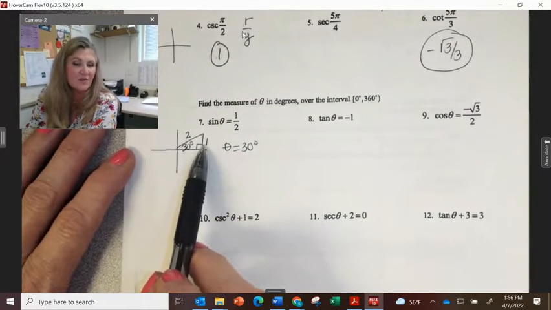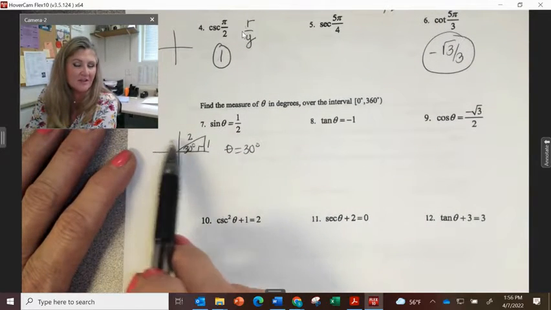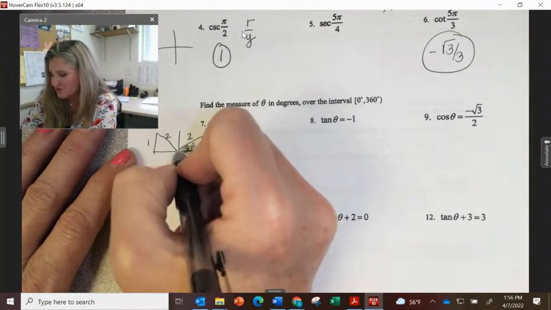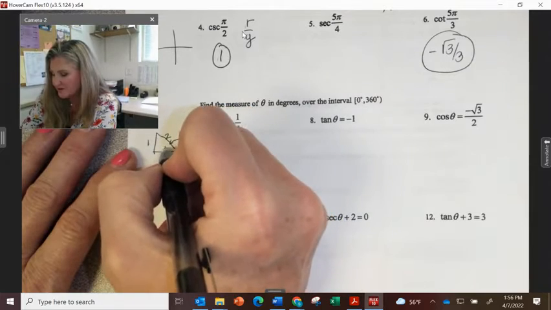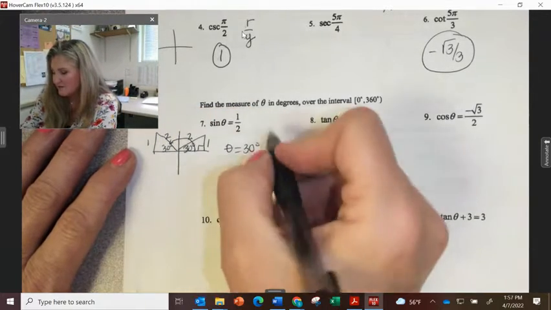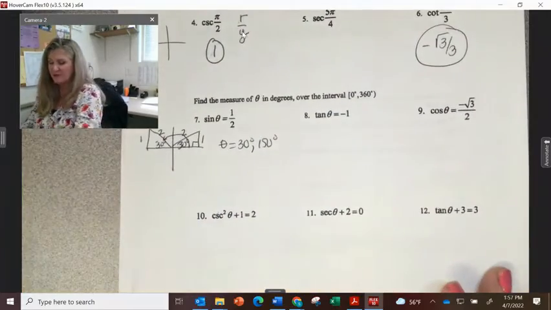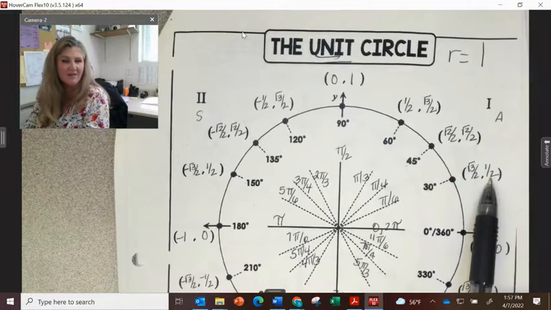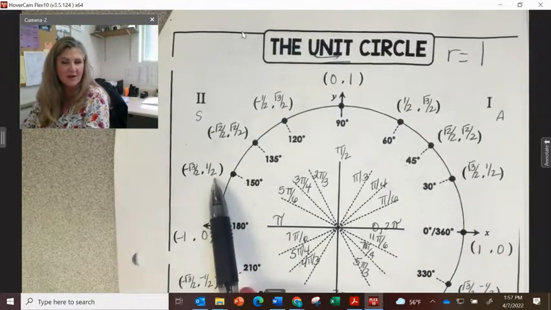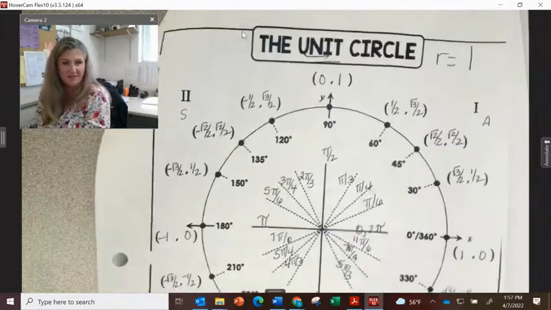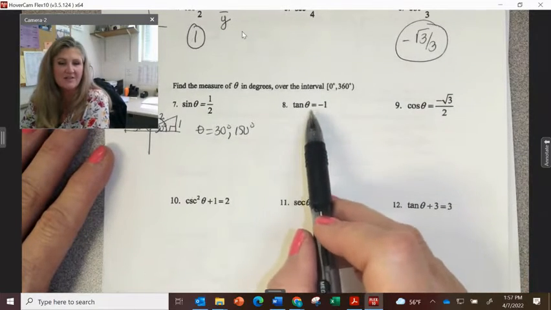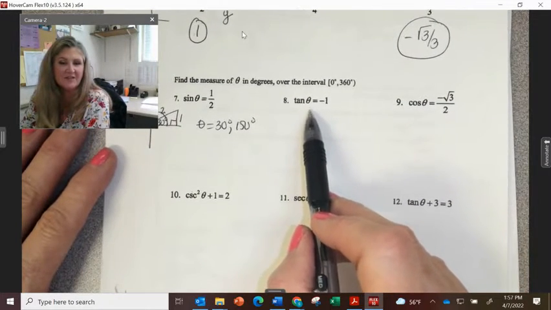But where else would I get a positive 1 for y? Which other quadrant? Quadrant 2. So I can say this is 1, this is 2. And then what's the angle that starts here and ends here? 150. Now, using the unit circle, all I have to do is look, where is it that y is 1/2? Y is 1/2 here, y is 1/2 here. So my answers are 30 and 150. So how many answers do you think we're going to have for most of these? 2 answers. All right, I want you guys to think about this one for a minute. See if you can figure it out.